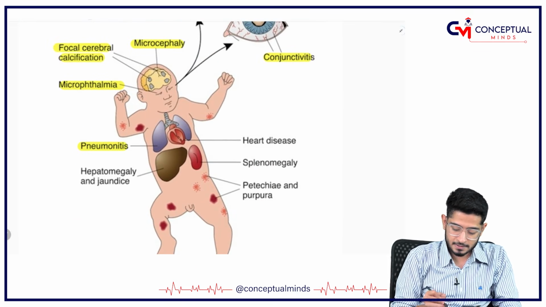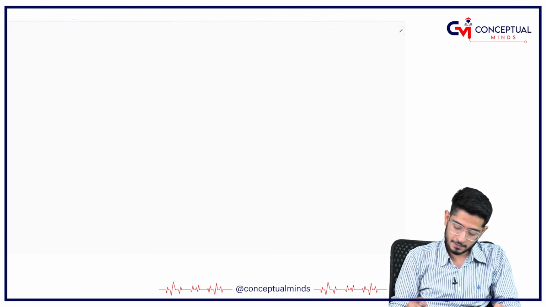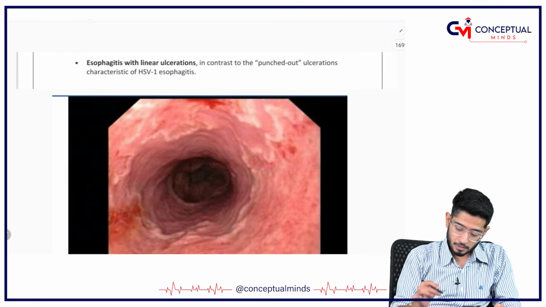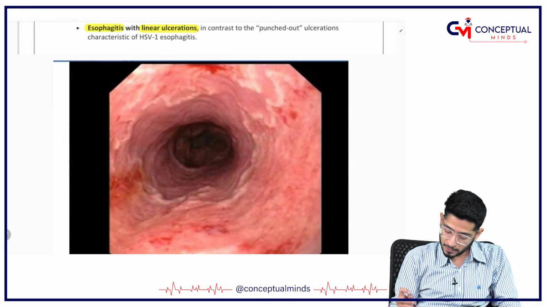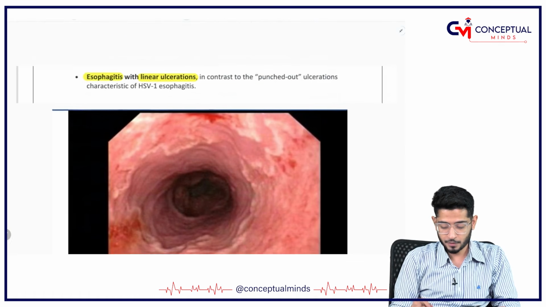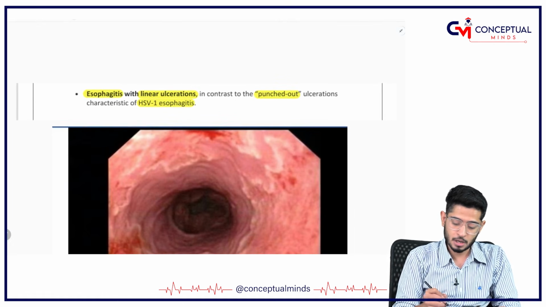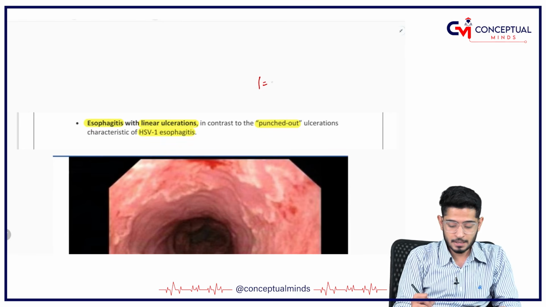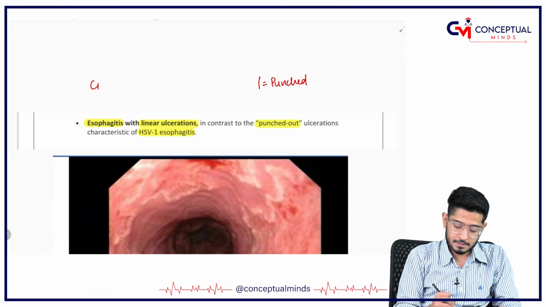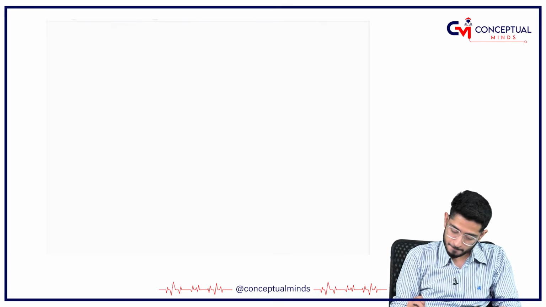Pneumonia we have discussed when we discussed the mnemonic just now. And other things are given here, you can see, watch them. This is CMV esophagitis. The esophagitis is there with linear ulcerations. Can you see? The ulcers are more or less linear here. In contrast, if you have HSV-1, HSV-1 has punched out esophagitis. So, one has punched out ulcers and CMV has the linear ulcers, okay, got it.